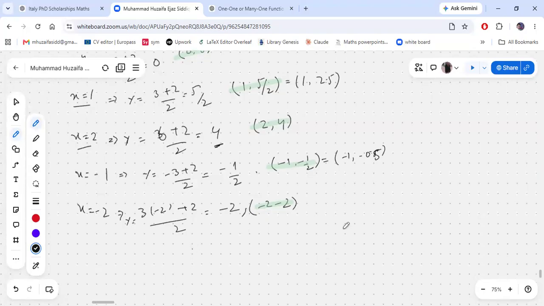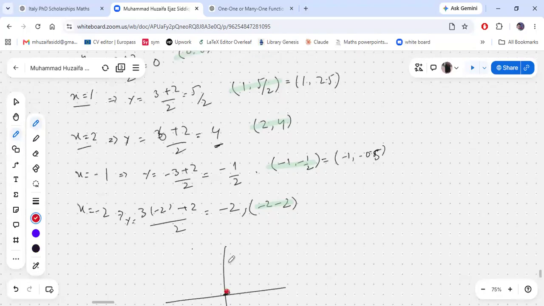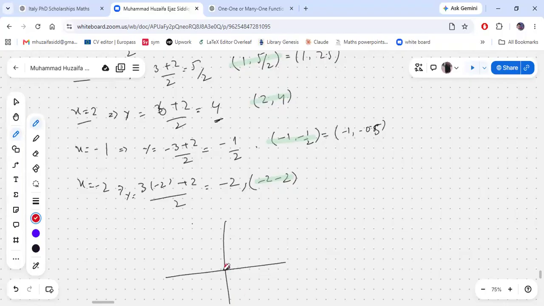So you are drawing the graph of this one. First one is when we put 0, this is the 0. And when we put our x is equal to 1, this is 1 and 2.5. X is equal to 1 and y is equal to, this is 0, this is 1, this is 2, and this is 3, but 2.5, so this is 1 and this is the 2.5. When we put x is equal to 2, this is 2 and this is 3 and this is the 4.